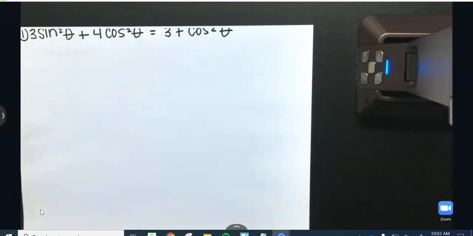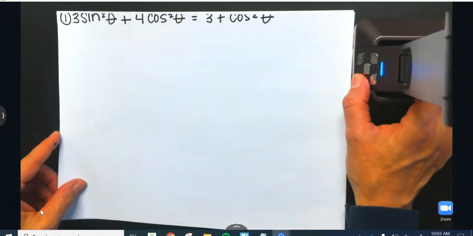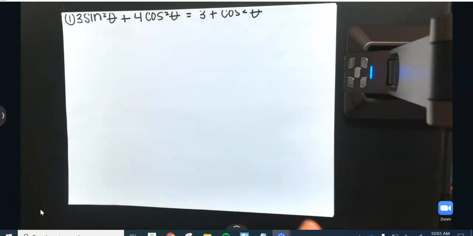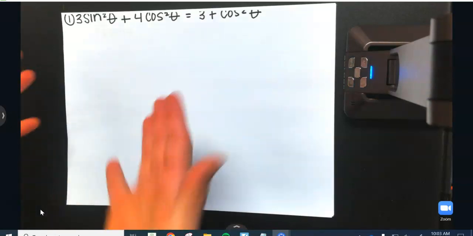5.2, day 2, verifying trig functions. We're going to make one side look like the other. How are we going to figure out which side to work on? The side that looks the most complicated. They kind of look the same. This looks a little more complicated because I see a plus sign, so I'm going to focus on this.